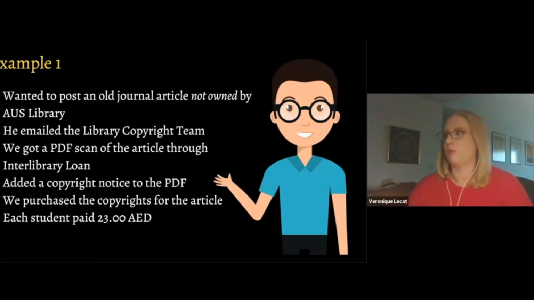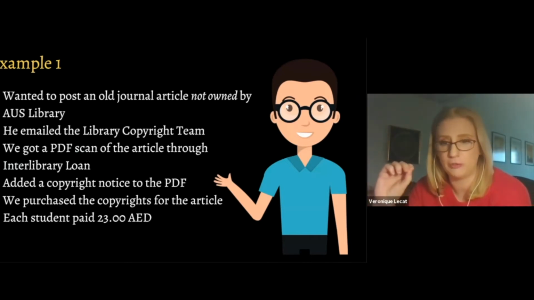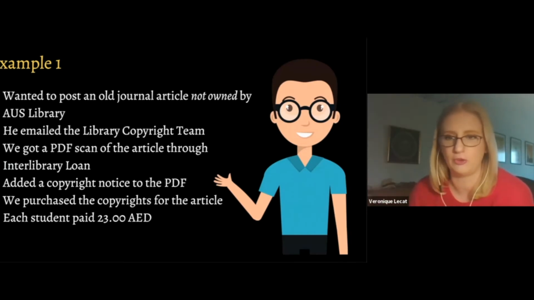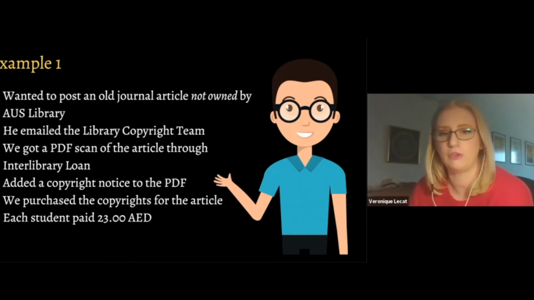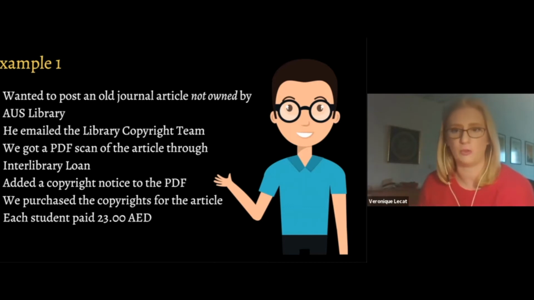Example number one is a professor who wanted to post an old journal article that was not owned by the AUS library. So he contacted us, and we were able to get a PDF scan of that chapter by using our interlibrary loan service. So no problem there. Once we had the PDF scan, we would add a little footer to the PDF that said, this is only for use in Dr. So-and-so's class for this semester. And we purchased the copyrights for the article, and each student had to pay 23 dirhams to cover those copyright costs. So that's one pathway.